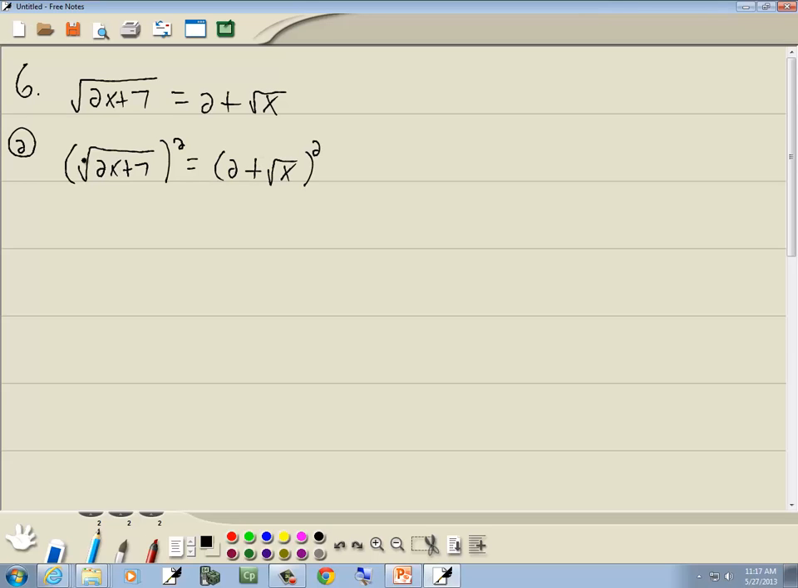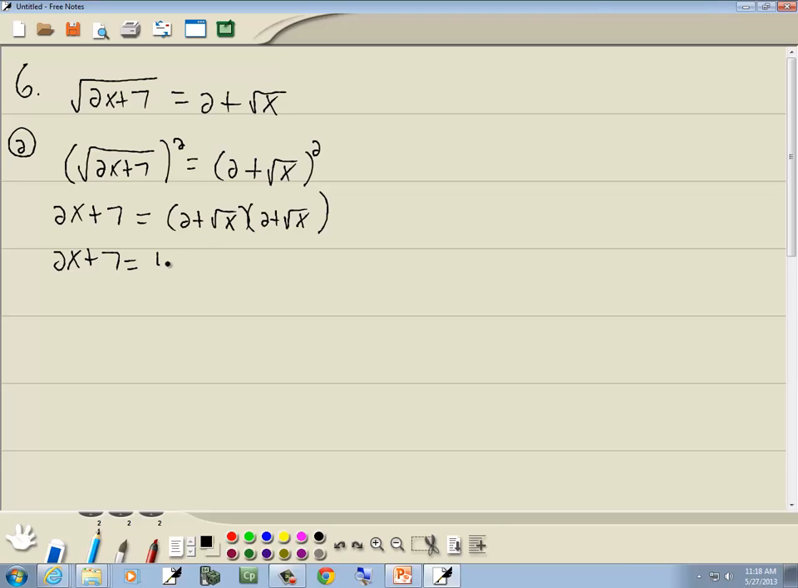Now over on the left side, our index matches the power we're raising it to, so they cancel away. So that gives us 2x plus 7. Over on the right side, 2 plus square root of x to the second power means 2 plus square root of x times 2 plus square root of x. I can't just square the 2 and square the square root of x because of the plus in here. Everything has to be multiplication or division for you to be able to square everything inside.